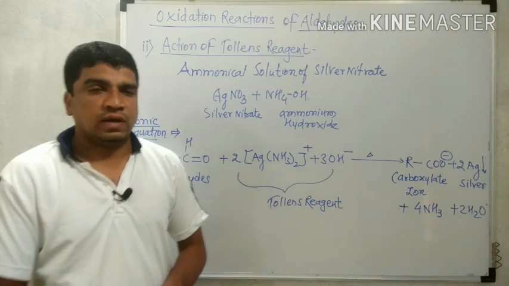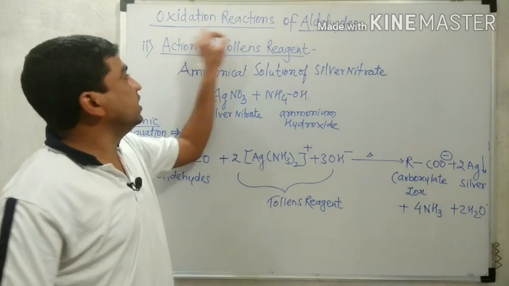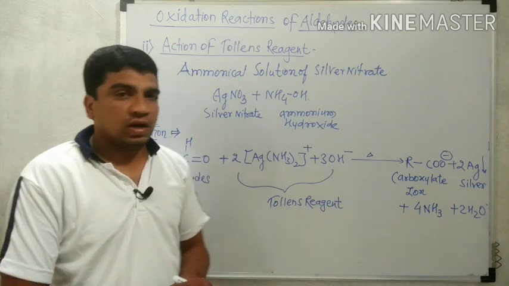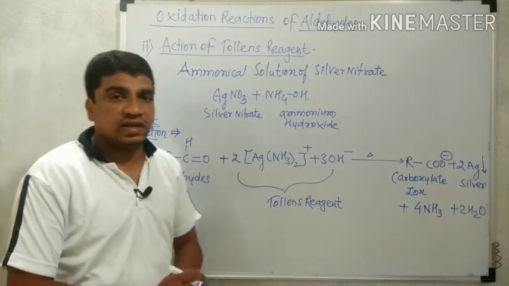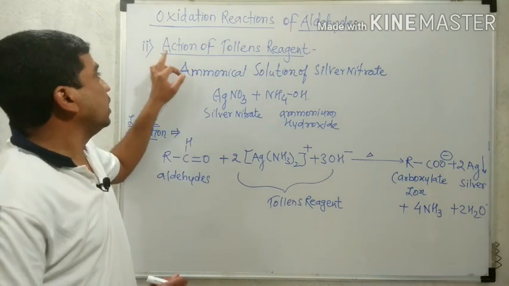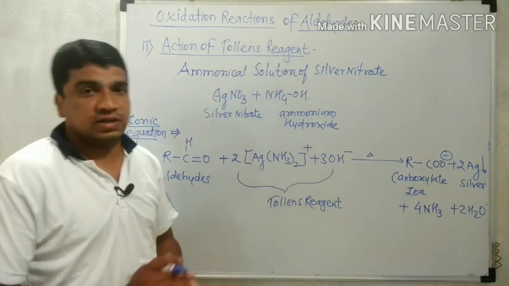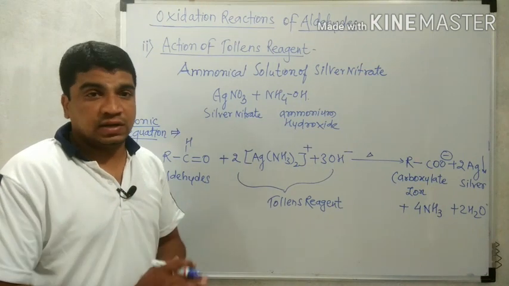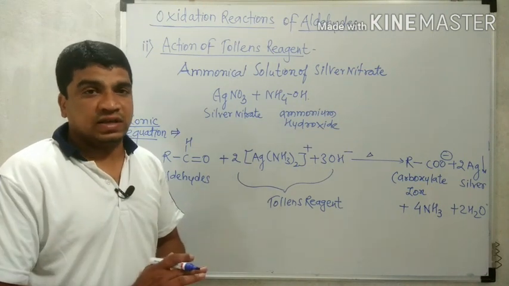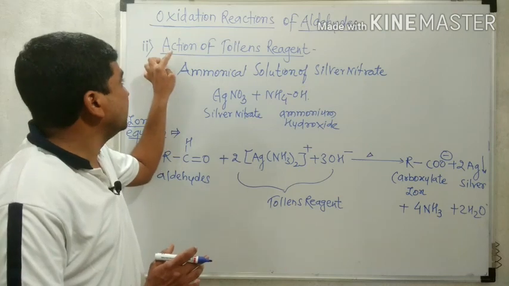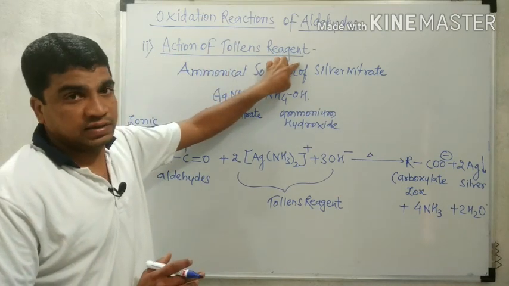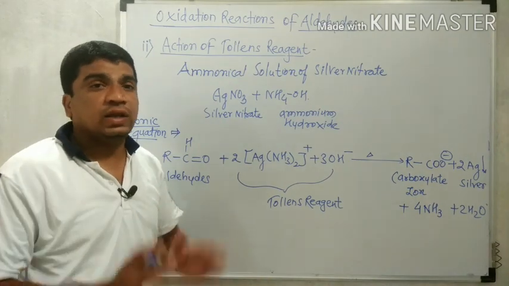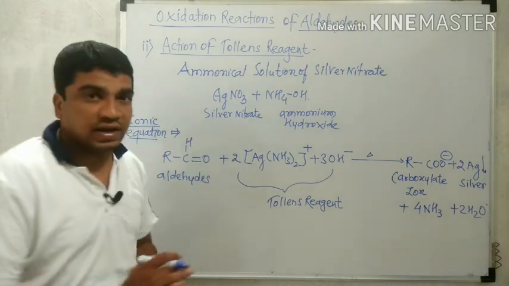Hello friends, we are learning oxidation reactions of aldehyde. After Fehling's solution, today the second oxidizing agent we are taking is the action of Tollens reagent. Fehling's solution and Tollens reagent are oxidizing agents. Now our second reaction, action of Tollens reagent, that is an oxidizing agent, on aldehyde. These are the oxidation reactions of aldehyde.